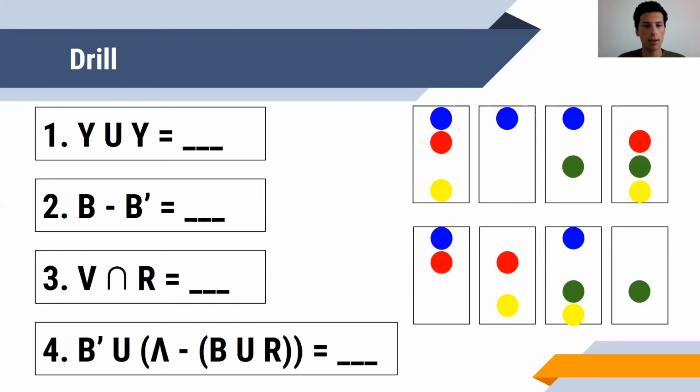So let's look at the first question here. Yellow or yellow? So which cards have yellow or yellow? Well, the yellow cards do. So that's 1, 2, 3, 4.